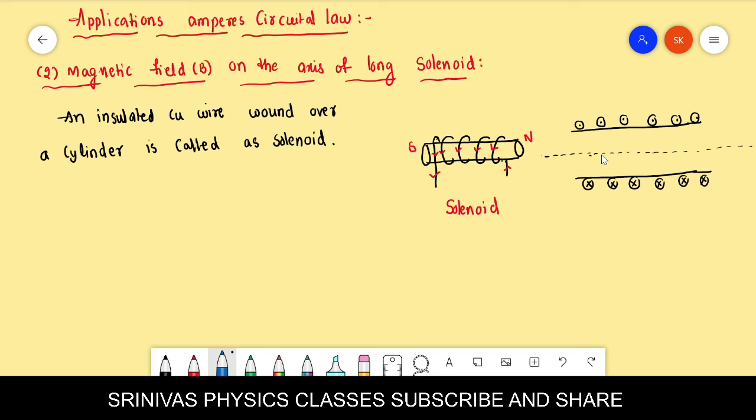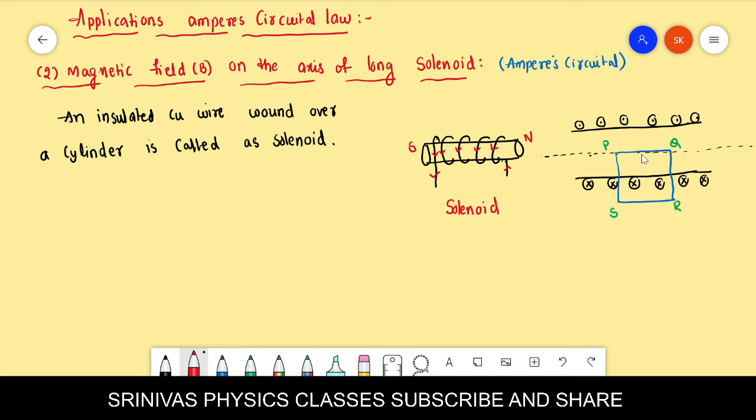For that, we have to use Ampere's circuital law. In order to apply Ampere's circuital law, we have to take a small element on a loop. So I am taking a loop like this. This is a loop. Then on the loop you take some points here: P, Q, R, S.